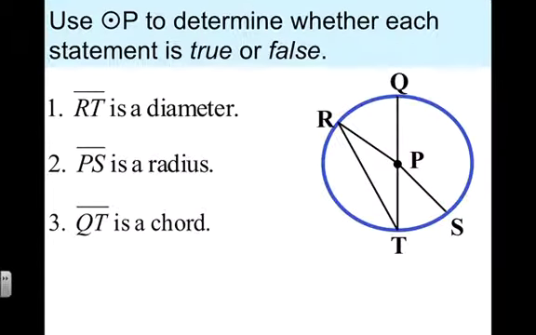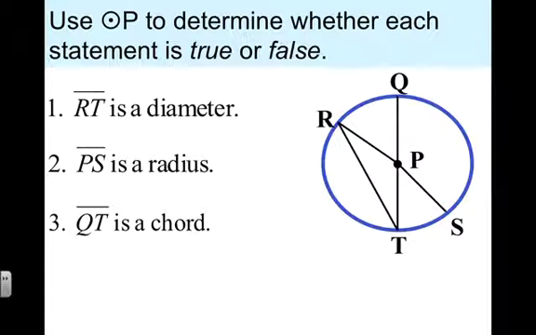You're going to use circle P to determine whether each statement is true or false. RT is a diameter, PS is a radius, QT is a chord. I would like you to try to answer those questions on your own, and a question is going to pop up on the screen for you to answer them.